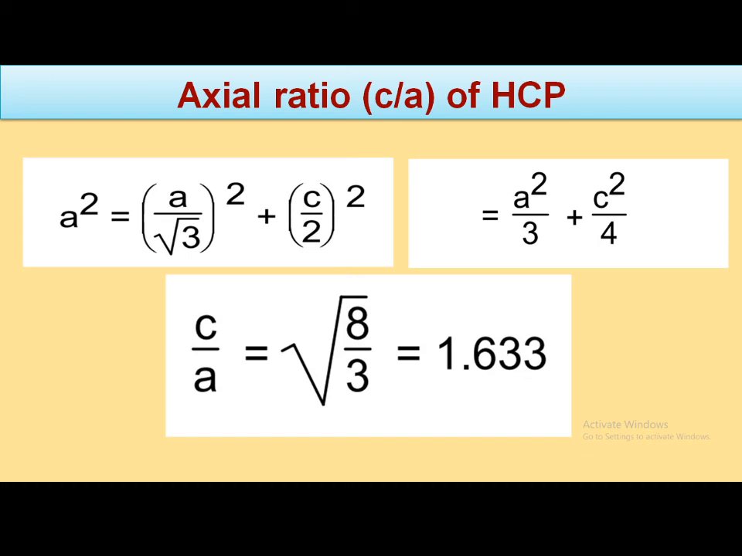It is the famous relation of the axes. Here A equal to B. Then there are three axes A, B, C. For the hexagonal close packed structure, A is equal to B but not equal to C. So there is a ratio between C and A, which is 1.633.